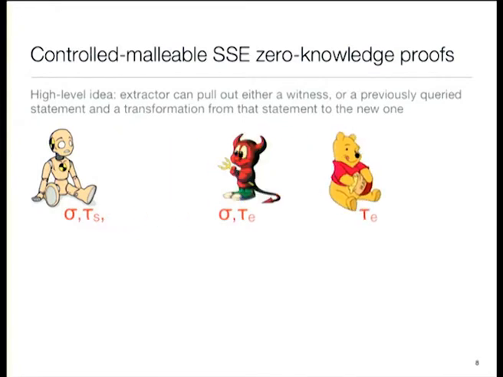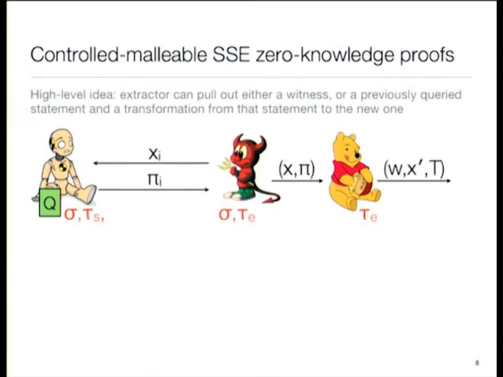The adversary then gets to see the CRS and the extraction trapdoor, and now it can start issuing its simulation queries. What it does is query the simulator on a statement x sub i, and the simulator responds with some proof pi sub i. And this database Q here is just so the simulator can keep track of the queries. At some point, after however many interactions, the adversary is going to output its own statement-proof pair x and pi. And the extractor is going to pull out this tuple, w, x prime, and t.